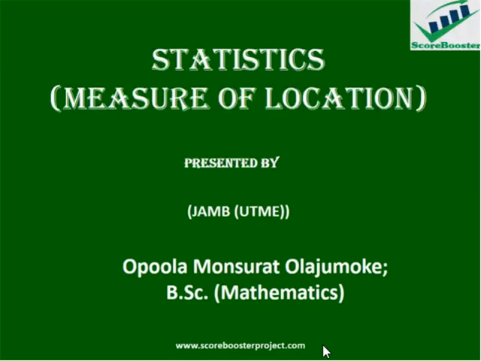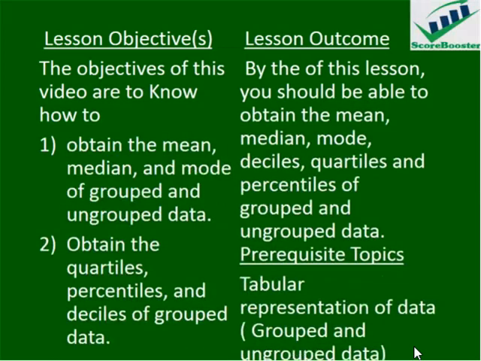In measure of location, we talk about how to obtain the mean, median, mode, quartiles, percentiles, and deciles of grouped and ungrouped data. In the former videos, we already talked about what grouped and ungrouped data is and how we can group data into class intervals.